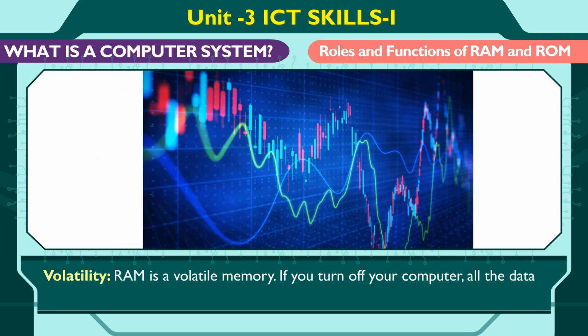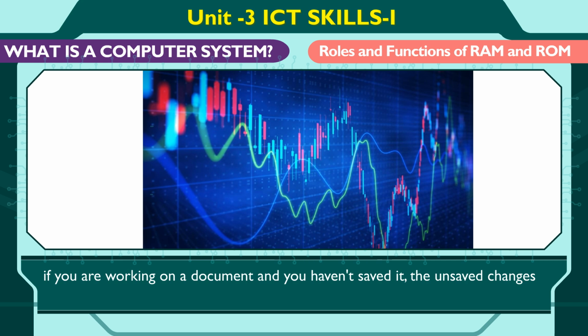Volatility. RAM is a volatile memory. If you turn off your computer, all the data stored in RAM is lost. For example, if you are working on a document and you haven't saved it, the unsaved changes will be lost if the computer loses power.